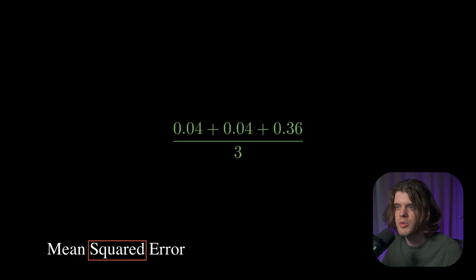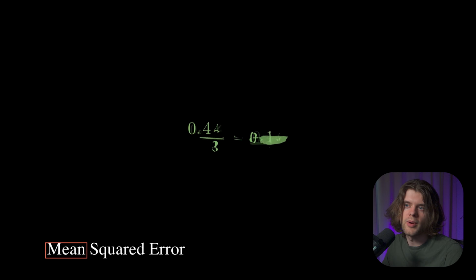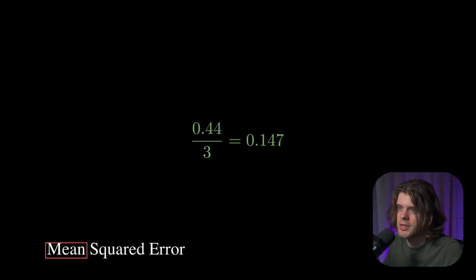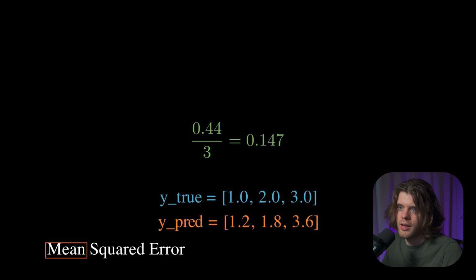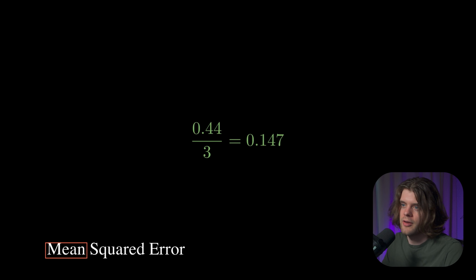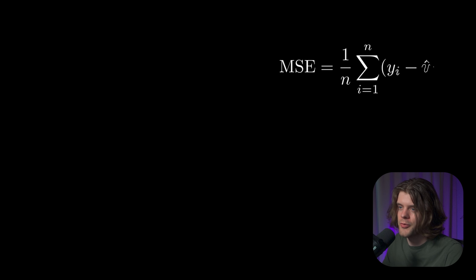And the last word is mean, so we add them up and divide by the number of values in any list. I say any because, of course, we have to have the same number of values in both predictions and true values. And just like that, we have our MSE value. But what does it mean? So we have to understand a few things.